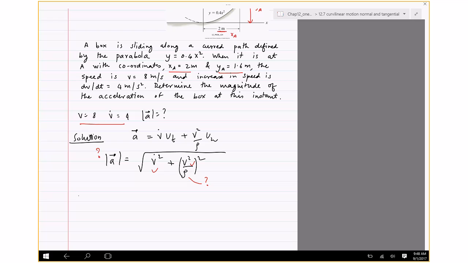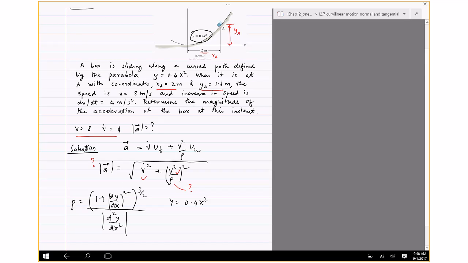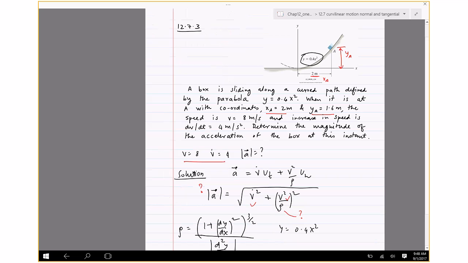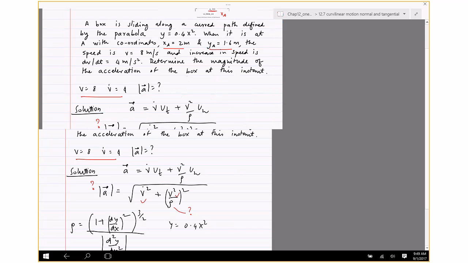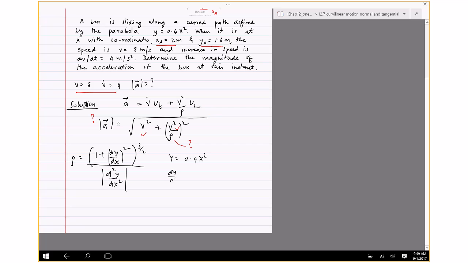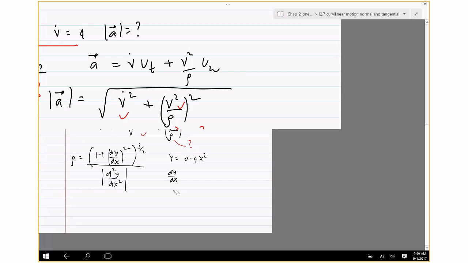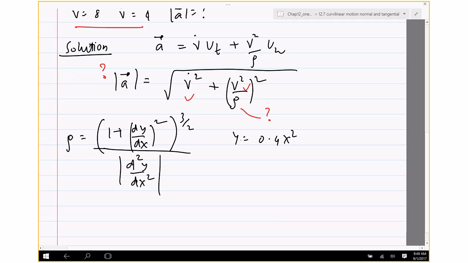Rho is 1 plus dy dx squared, the whole thing raised to 3 divided by 2, over the absolute value of d squared y dx squared. Okay, so y is 0.4x squared. How did I get that? I got it from this formula. That's the curve. I need to find the radius of curvature, so what I'm trying to do is find rho. So dy dx is 0.8x and d squared y dx squared equals 0.8.